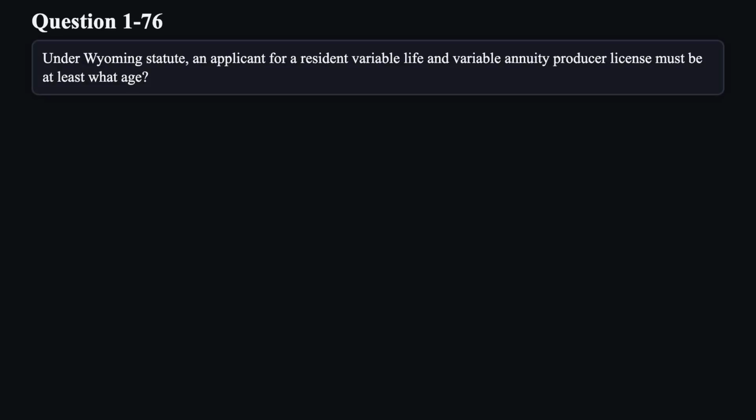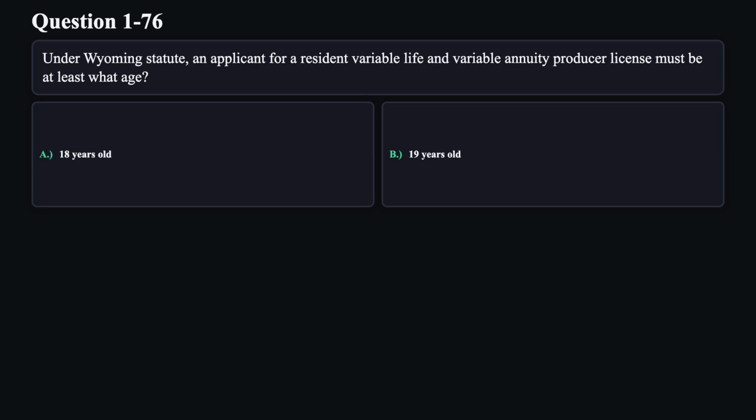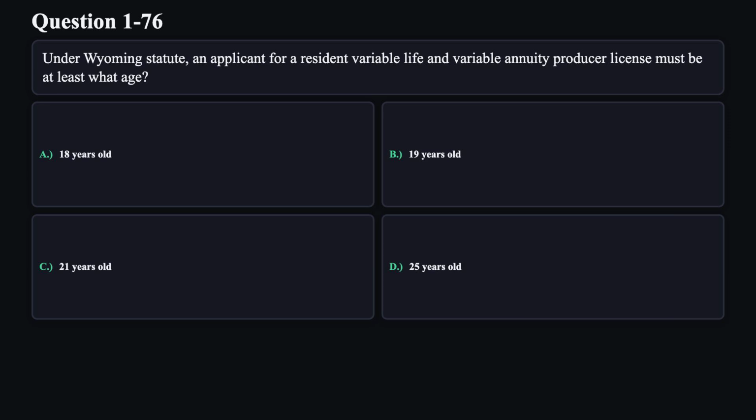Question 76. Under Wyoming statute, an applicant for a resident variable life and variable annuity producer license must be at least what age? A. 18 years old. B. 19 years old. C. 21 years old. D. 25 years old.